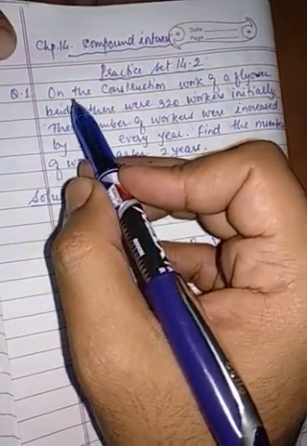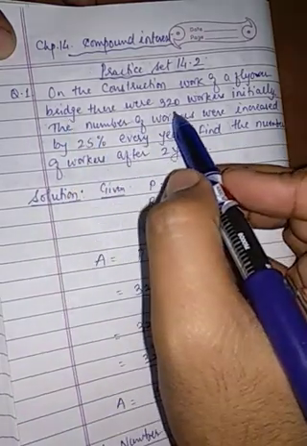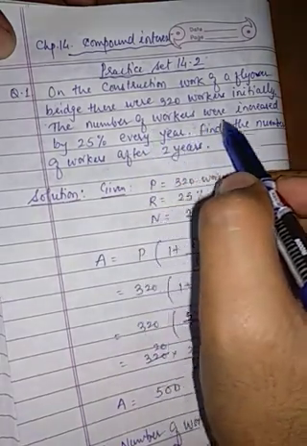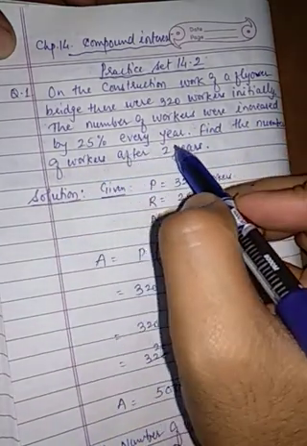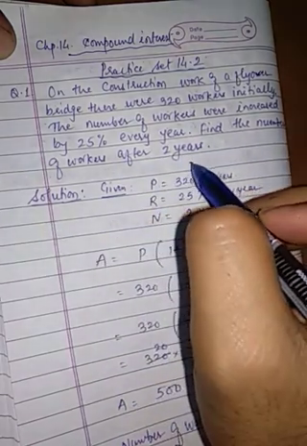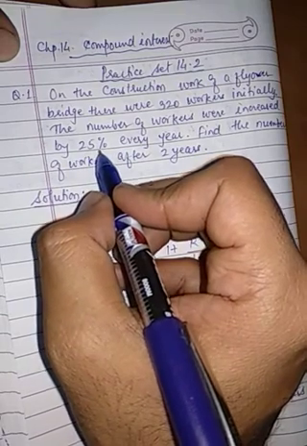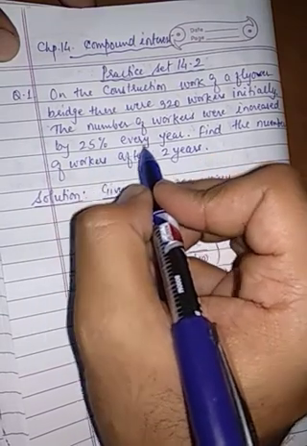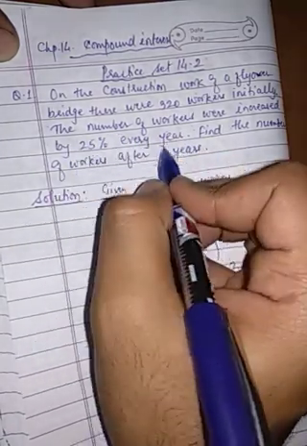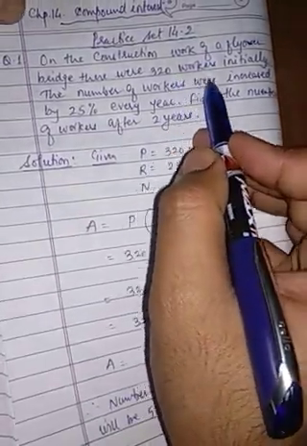Let's see the first one. On the construction work of a flyover bridge, there were 320 workers initially. The number of workers was increased by 25% every year. Find the number of workers after 2 years. As you can see, there is an increase of 25% every year, so it is a type of compounding increment. First of all, you have to write down what is given.